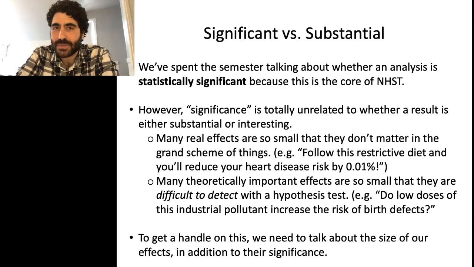So the idea is that when we're reporting on some results, when we're trying to describe some data that we have, in addition to this significance test, we also want to say something about how big the actual effect is in this sample, and maybe try to say something about how big we think the effect is in the population. And sometimes those could be different things.